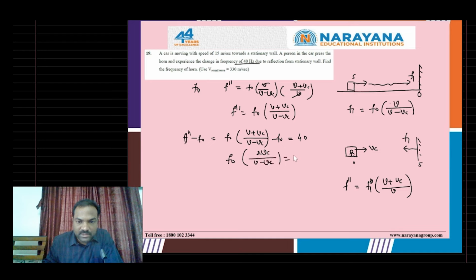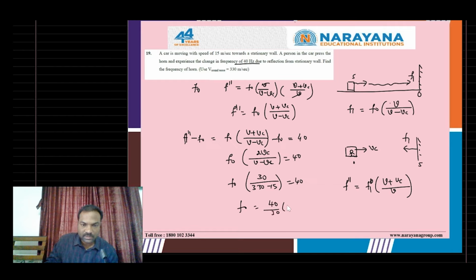Okay, which is equal to 40. So then I can write down all the values. F naught into V, 2 times of Vc is nothing but 30, okay, then V value is 330 and Vc value is 15, then it is 40. Then F naught value is equal to 40 by 30 into 315, so you will get closely 420 Hz. Okay, so that is the frequency of the original source.